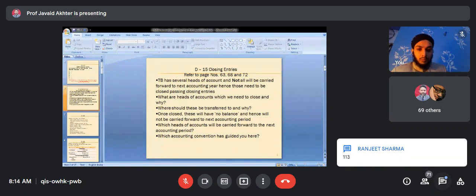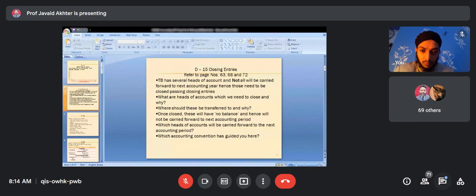Read it, what I have written. Trial balance has got several heads of account. Not all will be carried forward to the next accounting period. Hence, those need to be closed, passing the closing entries. Next question is, what are those heads of account which we need to close? That is, we will not carry forward them to the next accounting period. So what would be those accounts?